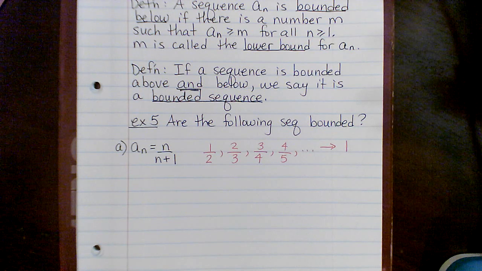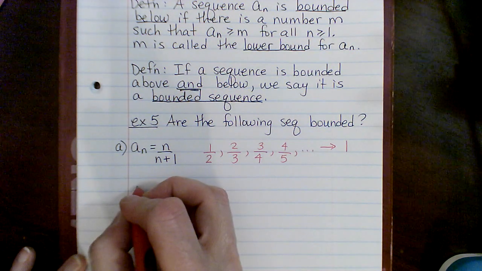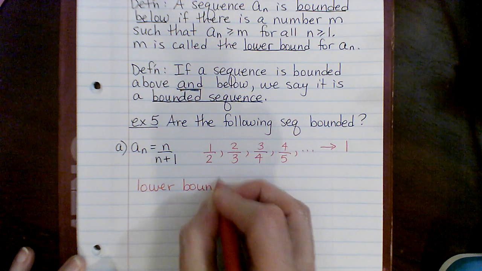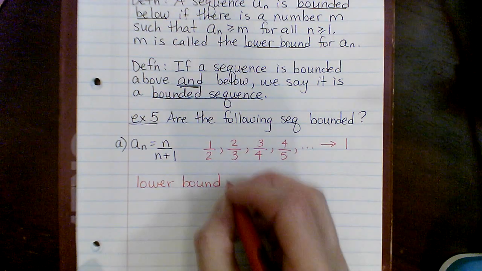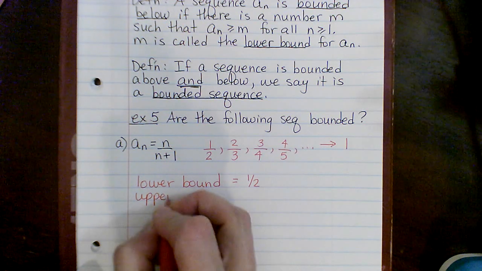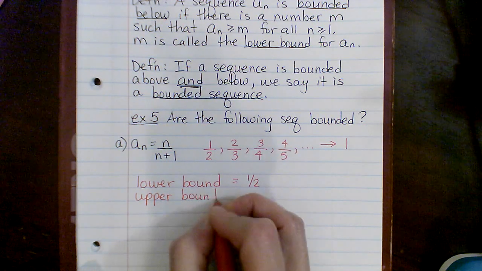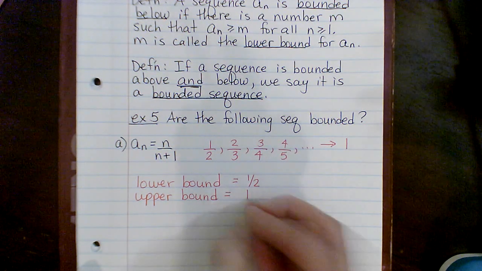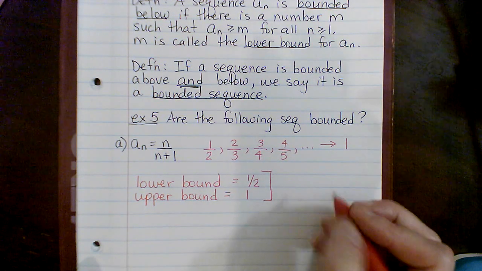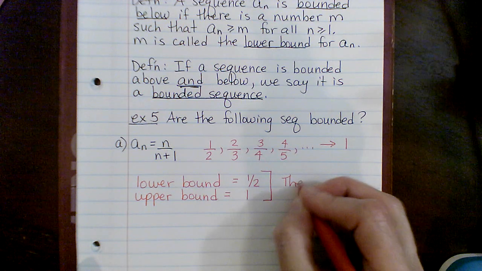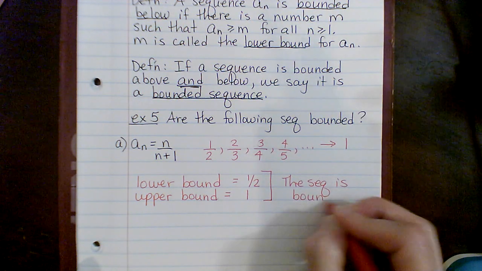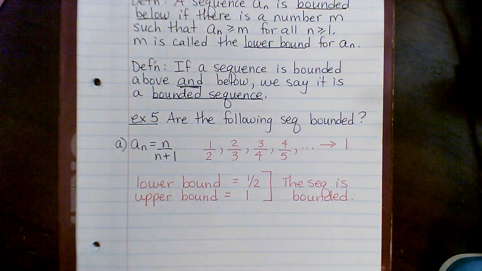So we can say that the lower bound of this sequence is 1/2, and the upper bound would be 1. Because it has both, the sequence is bounded. If it has one but not the other, then it would not be bounded.